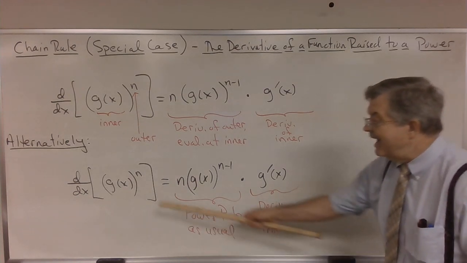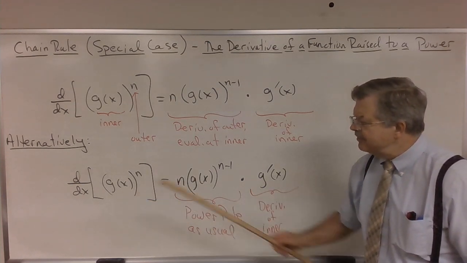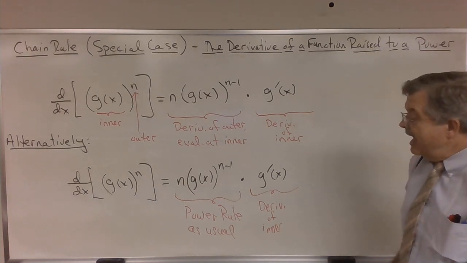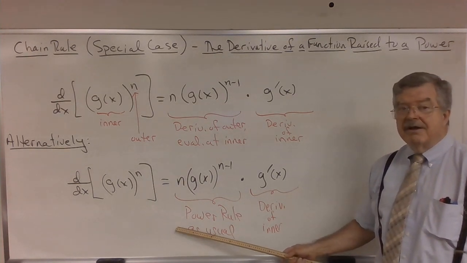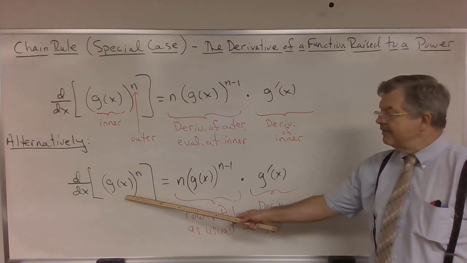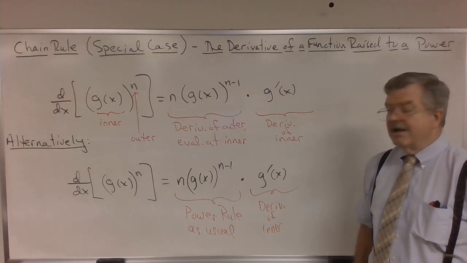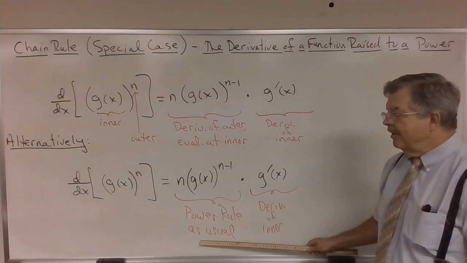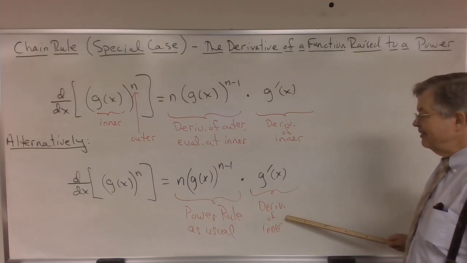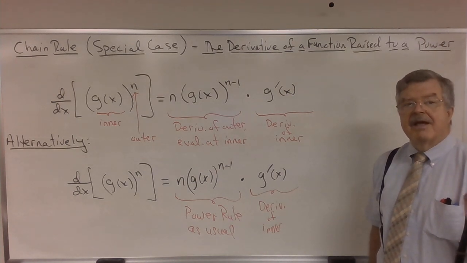So I'm saying when we do computation, we're going to be thinking this. We're going to be thinking, aha, power rule as usual. Oops, but since this is a function raised to a power, we have to multiply by the derivative of the inner function. And there's nothing wrong with thinking of it this way. When we compute the derivative of a function raised to a power, this is what we're going to be thinking. Oh, power rule as usual. Oh, but this is a function raised to a power. Chain rule says we have to multiply by the derivative of the inner. This is how we're going to think.